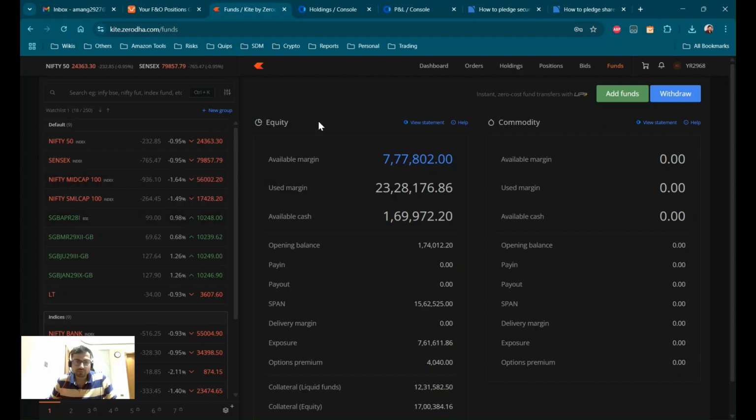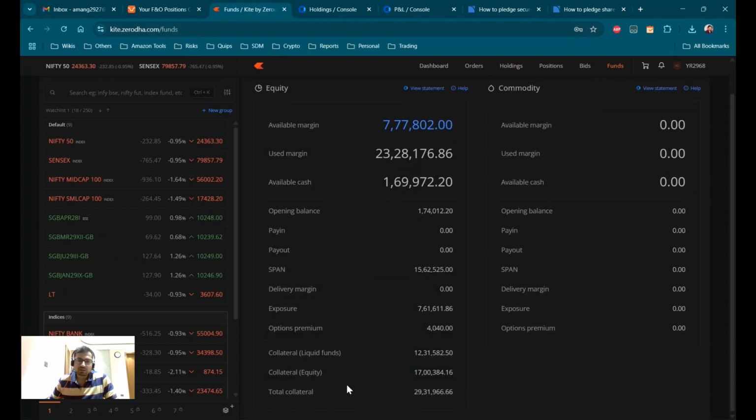In this video we're going to particularly talk about how to have that margin for doing options trading. So right now, if you see, this is my Zerodha account and this is my fund summary. You can see the total margin that I have is approximately 30 lakhs, of which 17 lakhs has been put as collateral in equity, whereas around 12 lakhs has been put as collateral in liquid funds.